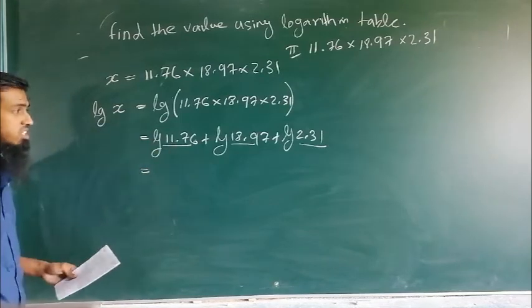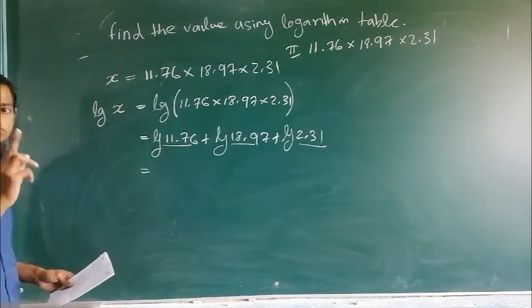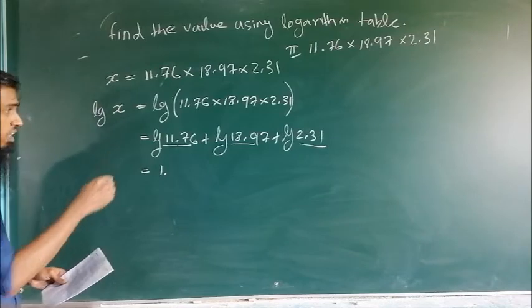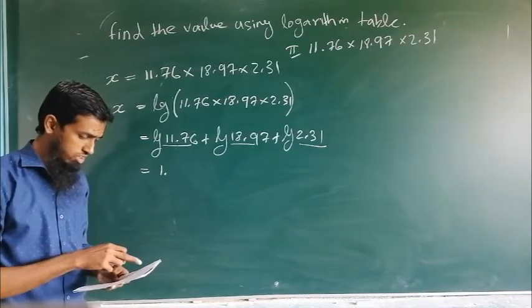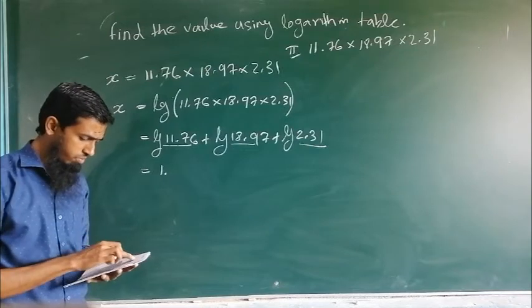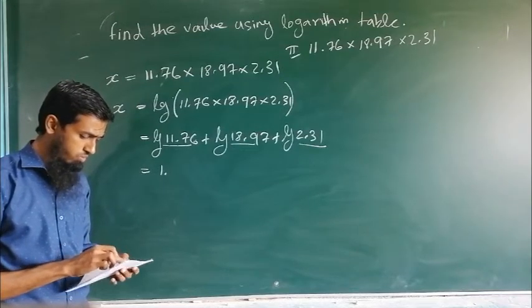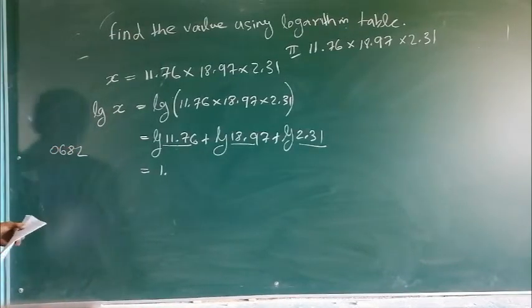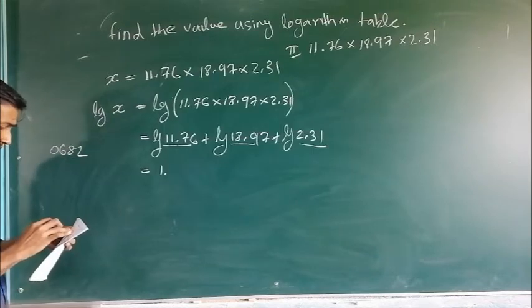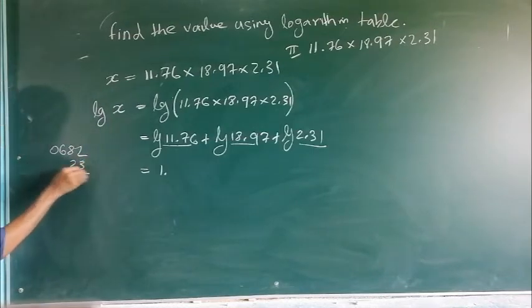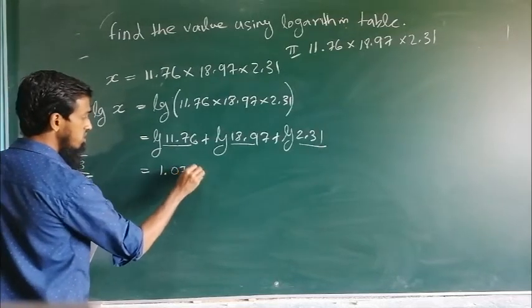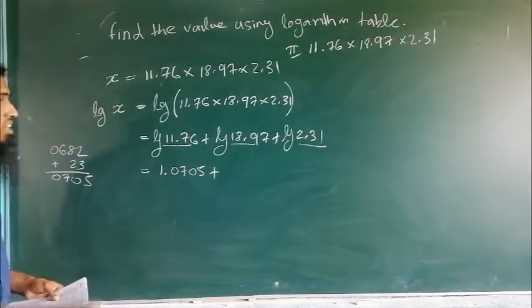So 11.76. Before the decimal place, we have two digits. So subtract 1. So 2 minus 1, 1 point, the characteristic. So 11th row, 7th column, we have 0682. 11th row, 6th column, we have 0682. Okay, what is the mean difference? 6th column, you have 23. So altogether you need to add, so 5, 10, so 0705. So mantissa is 0705.